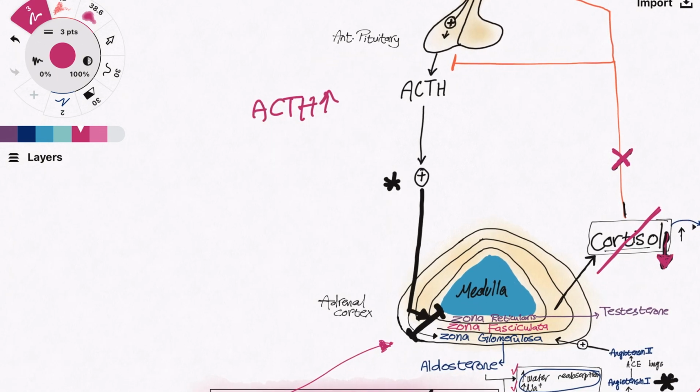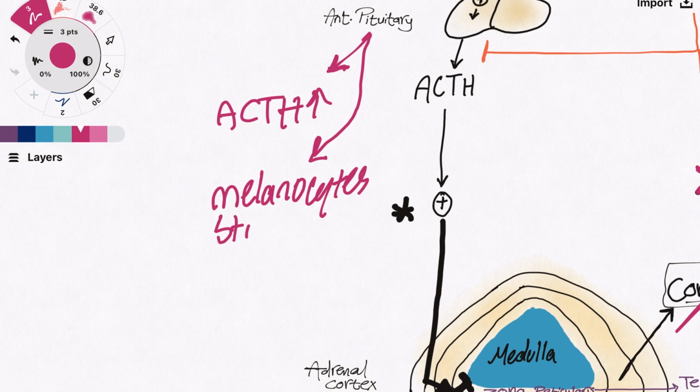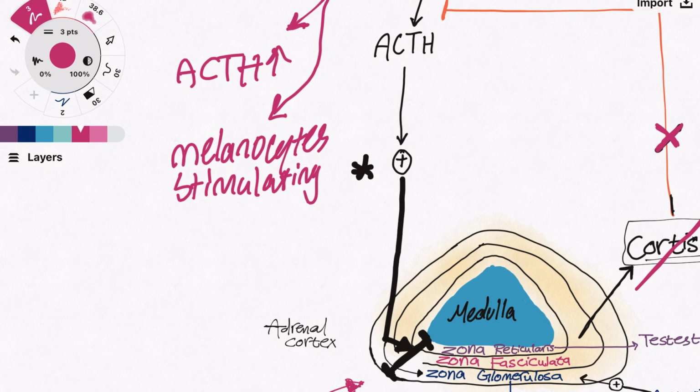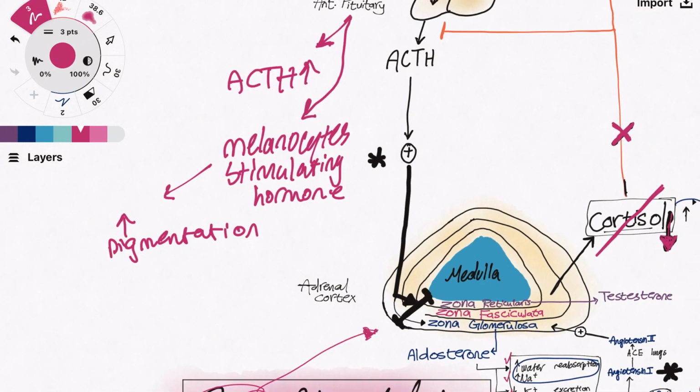Now, whenever the anterior pituitary gland is trying to produce ACTH, it actually produces something else as well, which we call the melanocyte stimulating hormone. So this hormone is going to lead to an increase in the pigmentation. The patient all of a sudden is going to become what? Is going to become tanned, right?